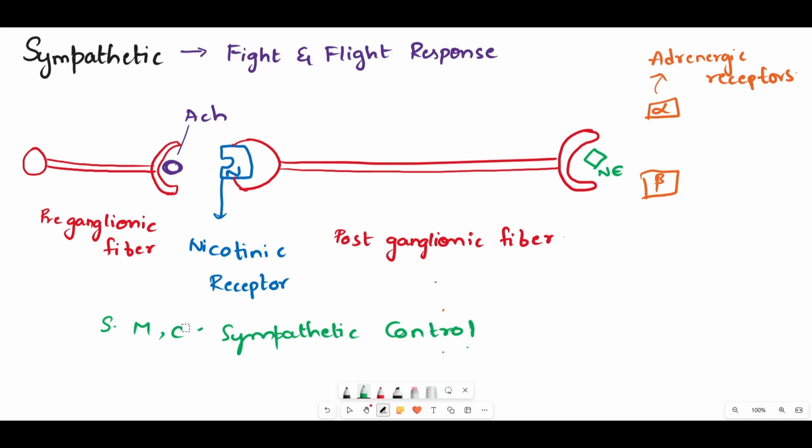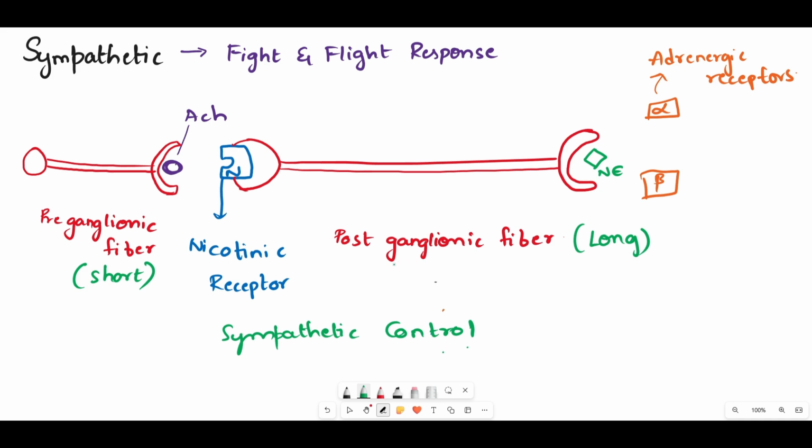Let's see what happens in the sympathetic control. In the sympathetic control, there will be a preganglionic fiber and a postganglionic fiber. Here in the sympathetic system, the preganglionic fiber will be short and the postganglionic fiber will be long. These two are connected with the help of a ganglia. So the preganglionic fiber and postganglionic fiber are connected in the ganglia.